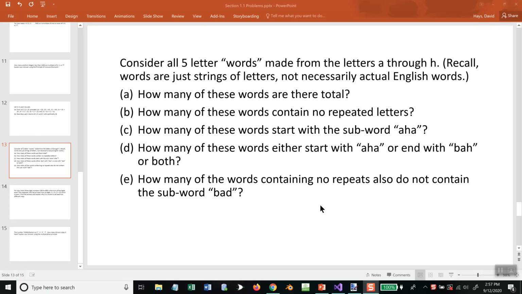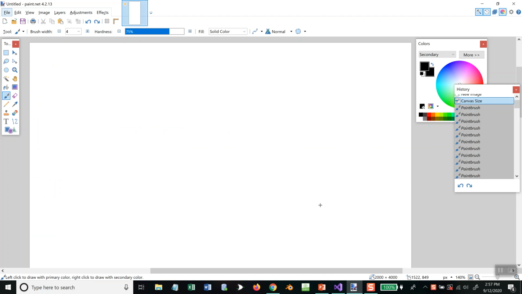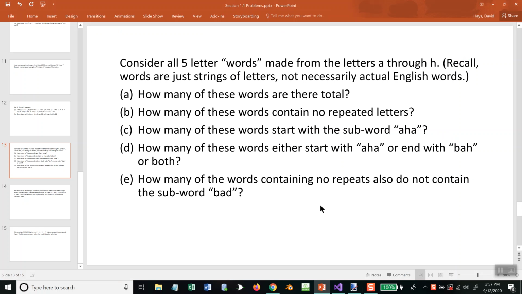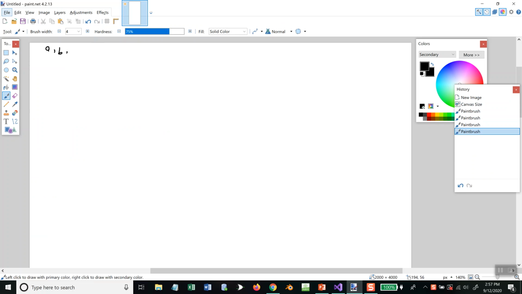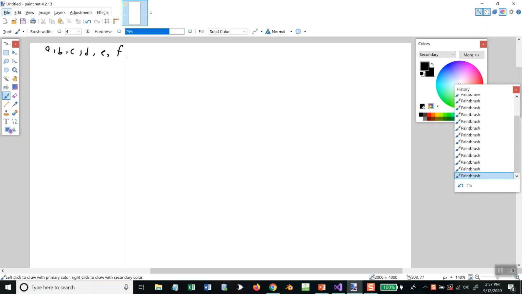Okay, let's take a look at this problem. Consider all 5-letter words made from the letters A through H. A, B, C, D, E, F, G, H. Okay, so it's 8 total.